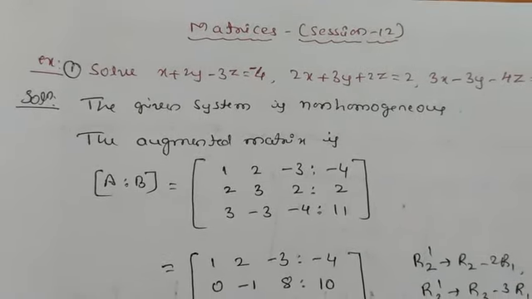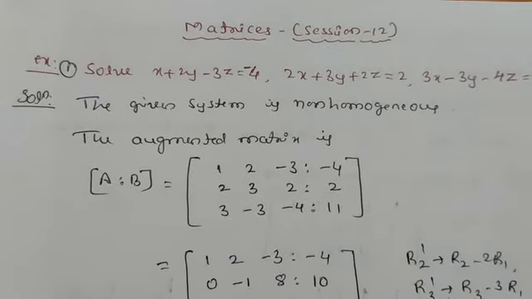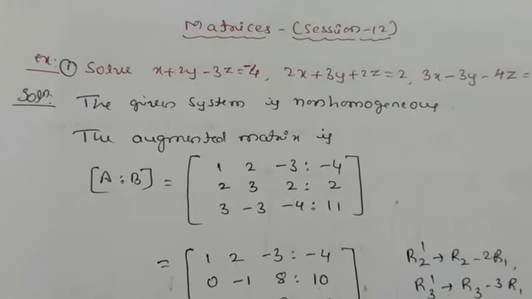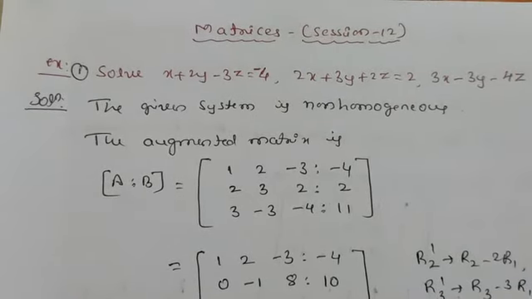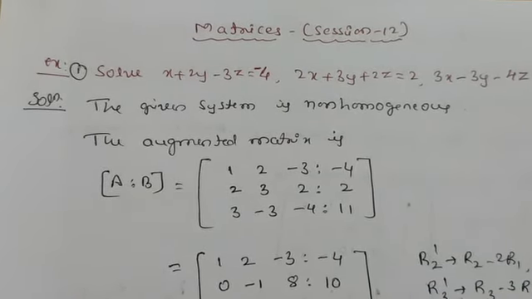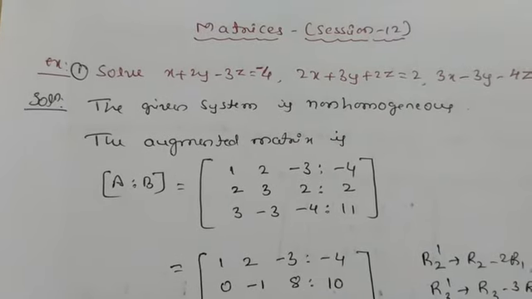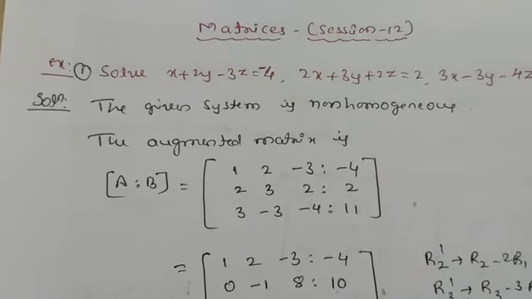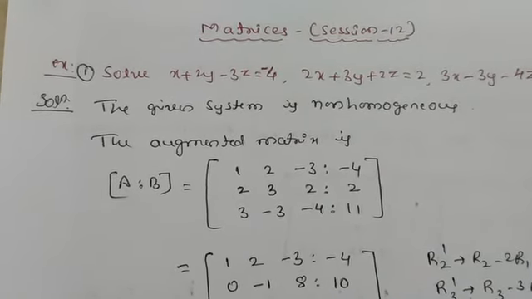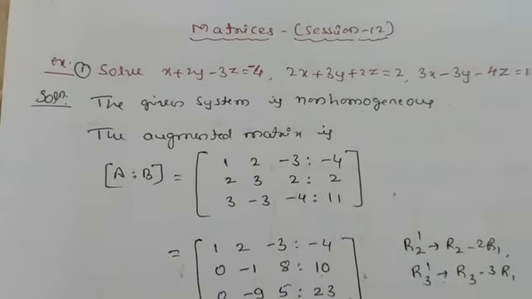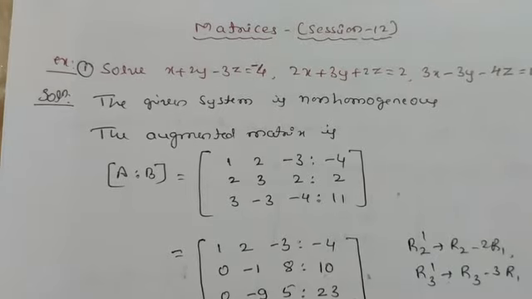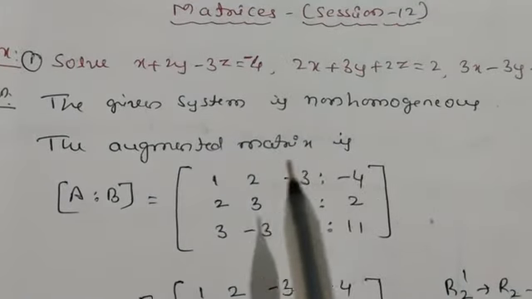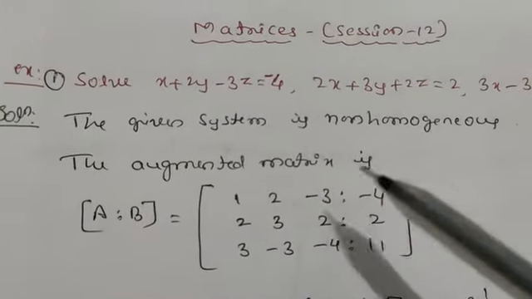So in this session we are going to study some more examples on non-homogeneous systems of equations. In the last class we saw the definition of non-homogeneous linear equations. As we have seen, non-homogeneous means the RHS is not equal to 0, that is, at least one equation's RHS is not equal to 0. Let us take some more examples on non-homogeneous systems of equations.